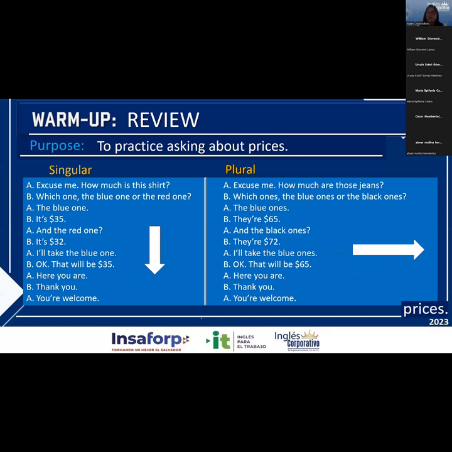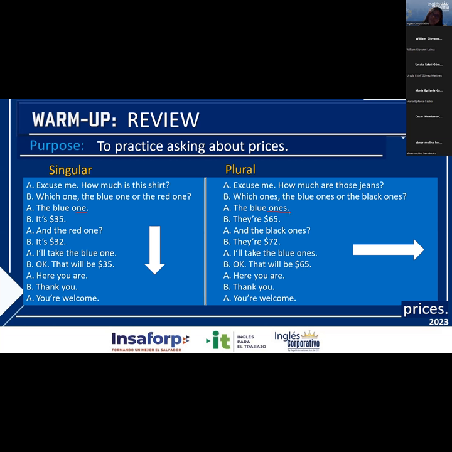So check the conversation. Excuse me, how much is this shirt? Which one? The blue one or the red one. Remember, we said we use one for singular and ones for plural, right? And that is to substitute the noun. We're talking about pronouns, remember?